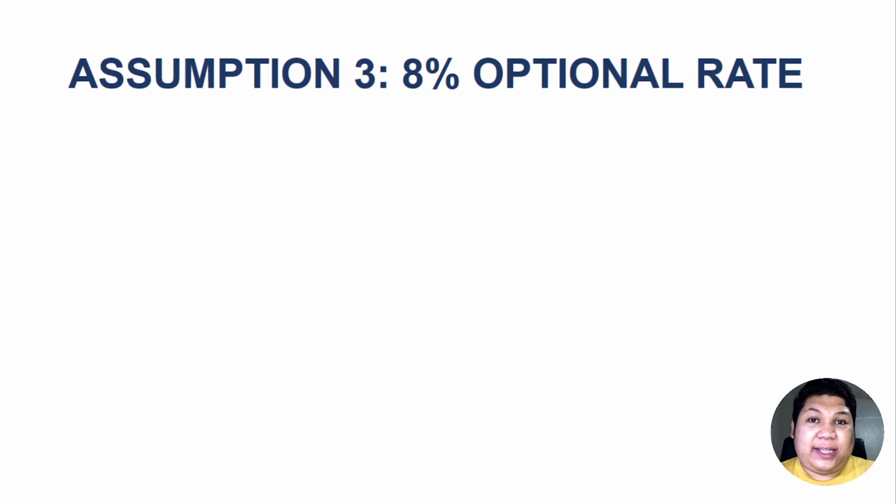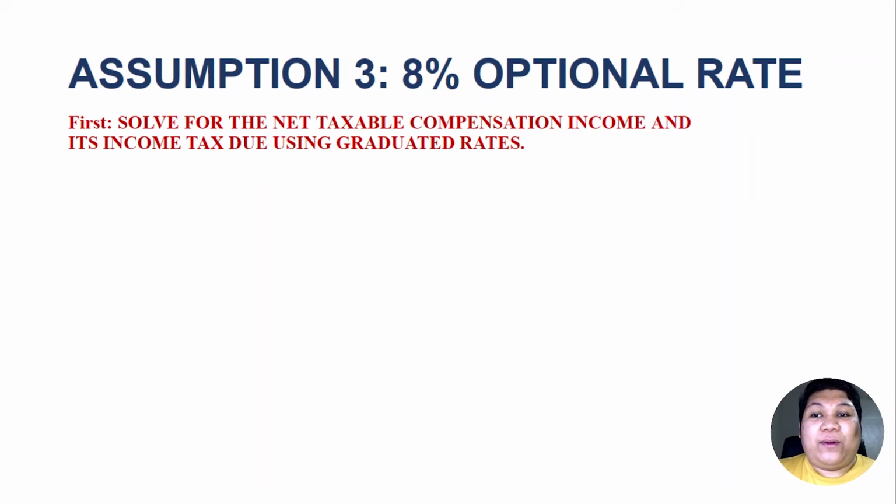And for the business and professional incomes, they will be subject to the 8% optional rate, so two tax regimes. Hence, in this illustration, we will separately compute the income taxes. So our first solution is to solve for the net taxable compensation income and its corresponding income tax due using the graduated rates. Again, for compensation incomes, it will always be subject to the graduated rates.